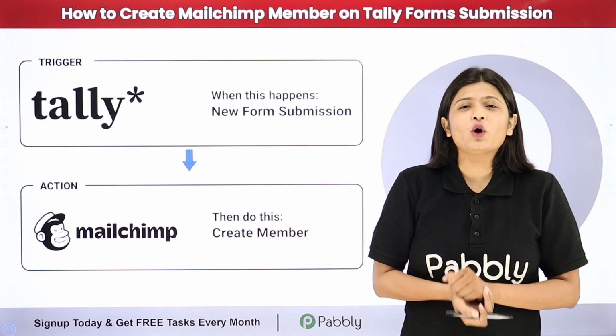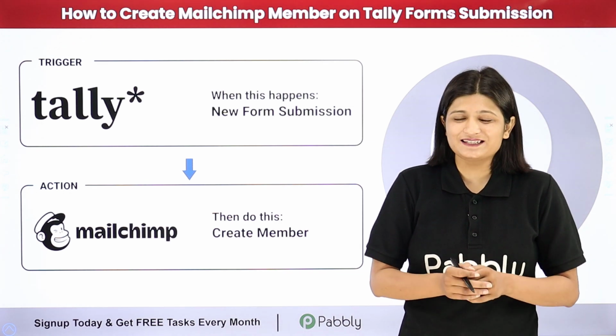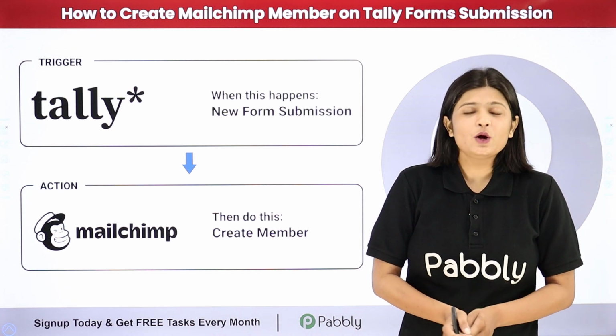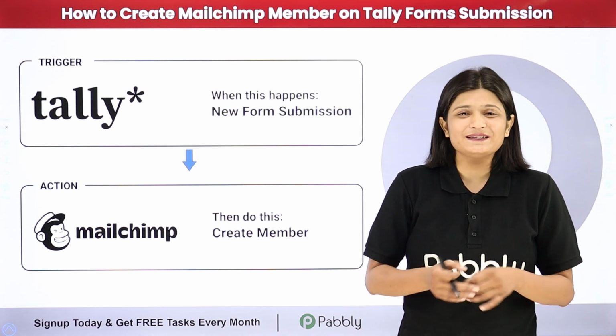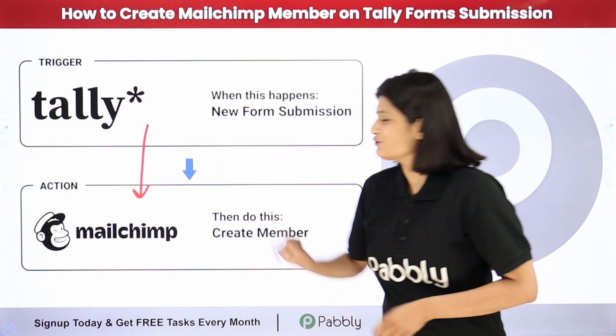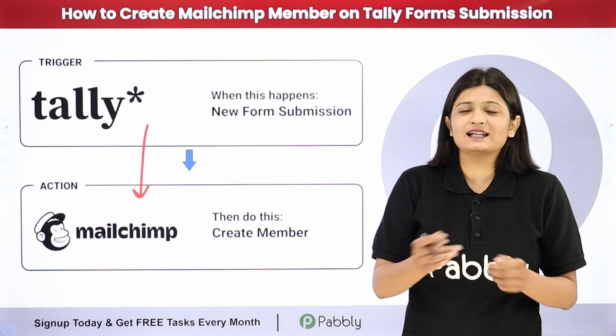I completely want to automate this process, and to do this automation, I am going to use Pabbly Connect. Pabbly Connect is an amazing automation and integration software which requires no coding or programming skills. Here I just need to build connection between Tele and Mailchimp. Pabbly Connect runs on two principles, which is trigger and action.